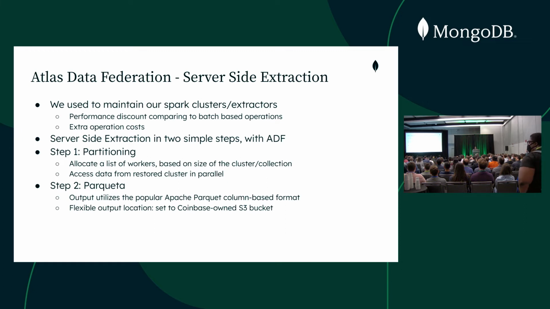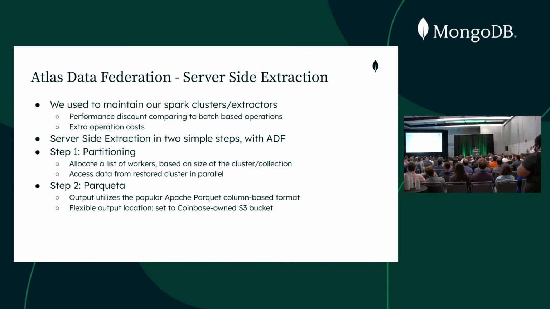After we utilized the server-side extraction, the whole client-side operation from our side is much simpler. We just need to do two things. One, partitioning. The second step, Parquet. For the partitioning, let me explain it a little bit. It allocates a list of workers, based on the size of the cluster. Then we divide the whole document space into multiple segments. We assign one segment to each of the workers, so all these workers can work in parallel to finish the extraction process.